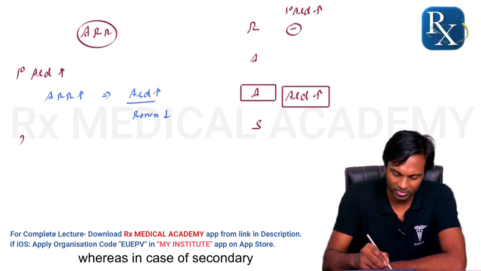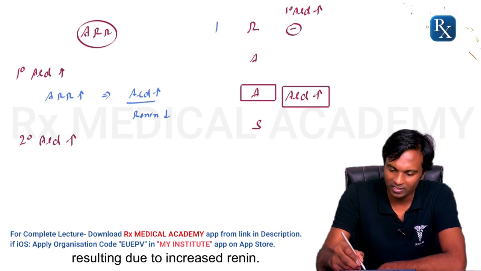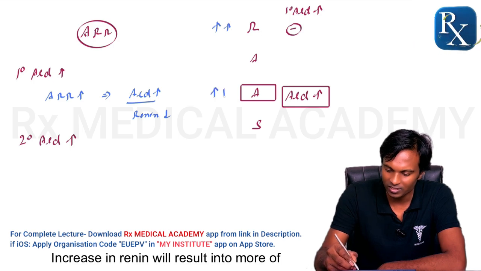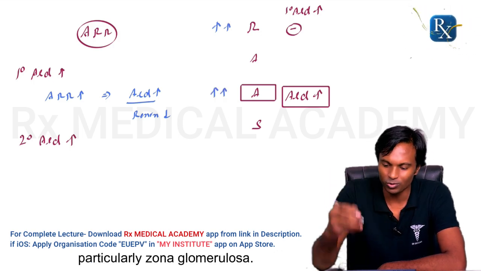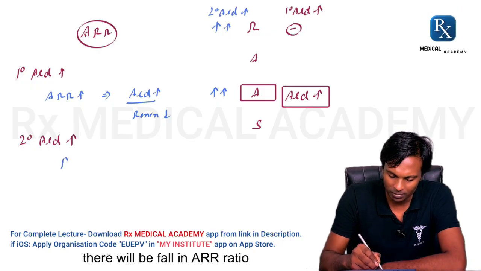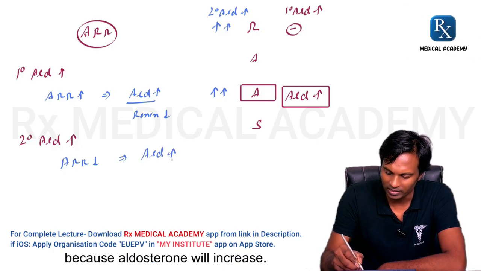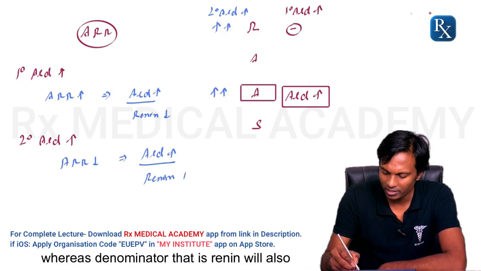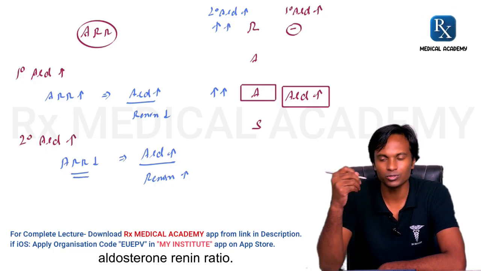Whereas in case of secondary hyperaldosteronism resulting due to increased renin, the increase in renin will result in more stimulation of the adrenal cortex, particularly the zona glomerulosa. So in case of secondary hyperaldosteronism, there will be a fall in the ARR ratio because aldosterone will increase, whereas the denominator, that is renin, will also increase. So this will result in a decreased aldosterone-renin ratio.